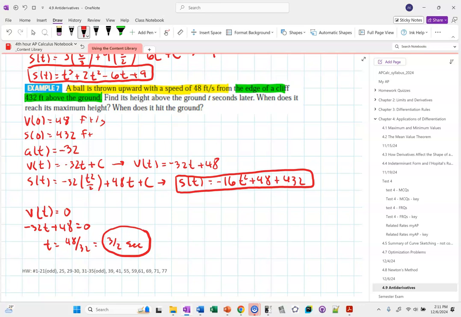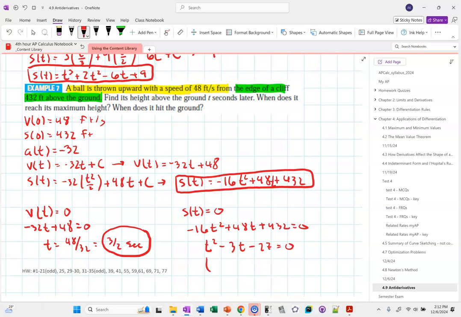Okay, when does the ball hit the ground? What are we looking for here? It's when S of t is 0, right? Okay, so let's divide the whole thing by negative 16, to get the leading coefficient to be 1, particularly since I noticed that 48 is divisible by 16, and 432, it is 27. Good call.